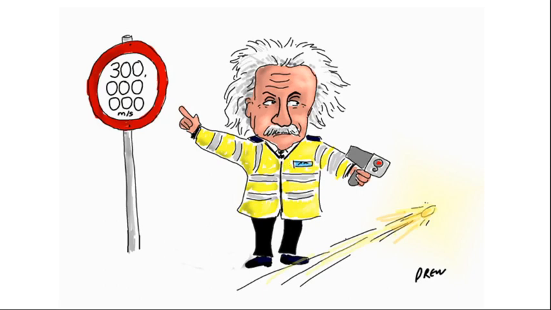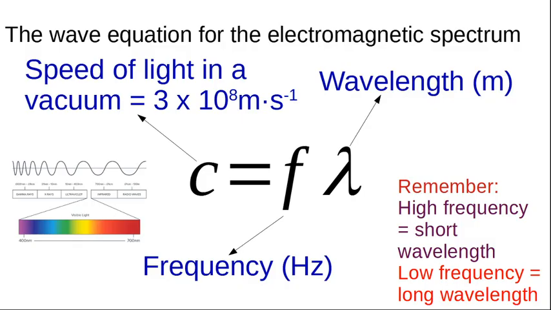Mr. Einstein checked the speed of electromagnetic radiation, and it is a constant for all electromagnetic radiation, and this constant is called c, the speed of light in a vacuum, which you'll also find on your data sheet. And this is equal to the frequency of the light times the wavelength of the light. So because c is a constant, this means that the frequency will be inversely proportional to the wavelength.